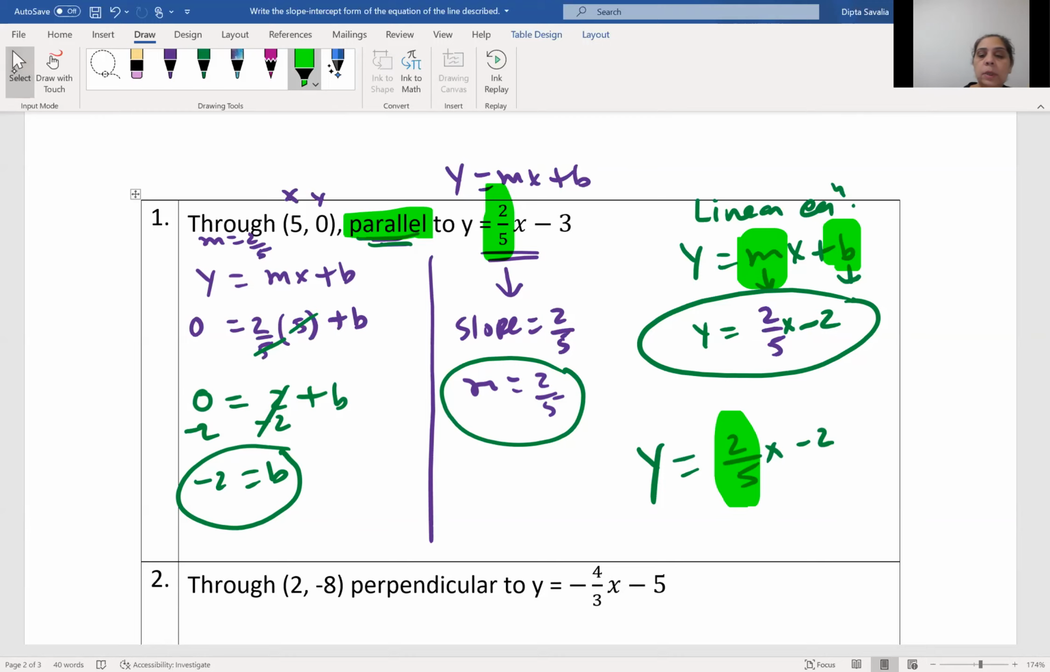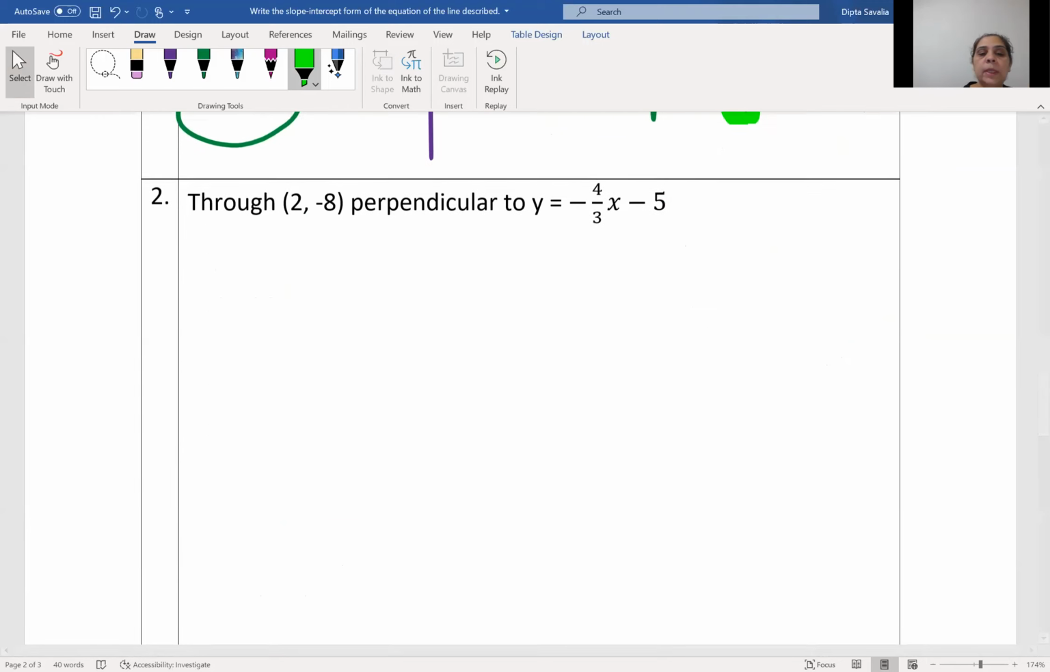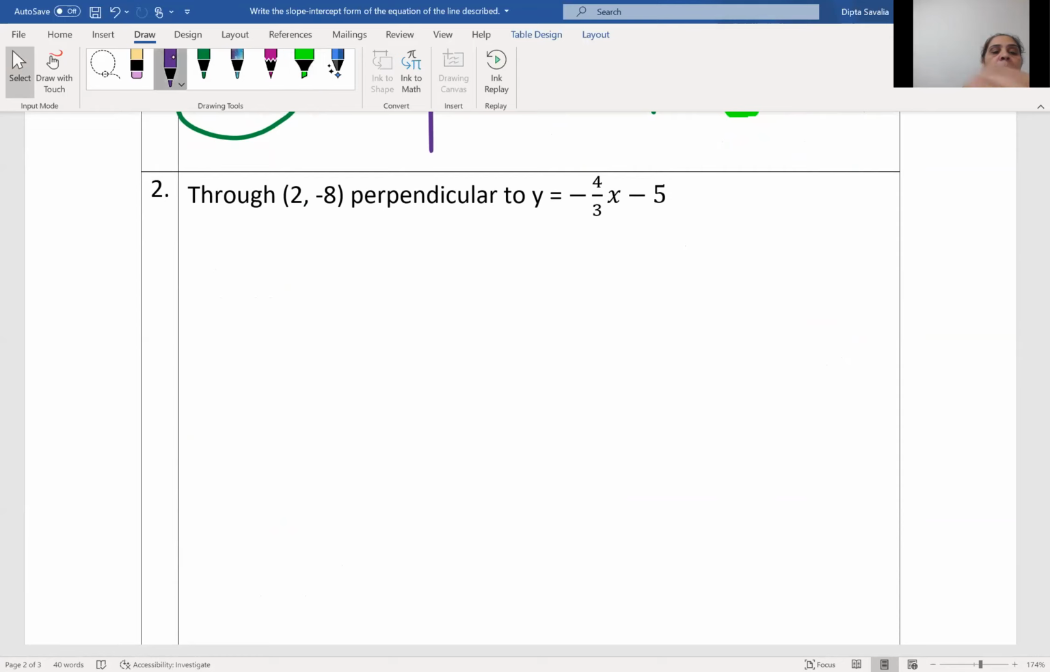All right, so first thing, we need to write the equation. So first thing I will think about y equal mx plus b, right? I need to find the slope and I need to find the y-intercept. So what information do we have? It says passing through this point. So that is my x and that is y. It says perpendicular to this line.